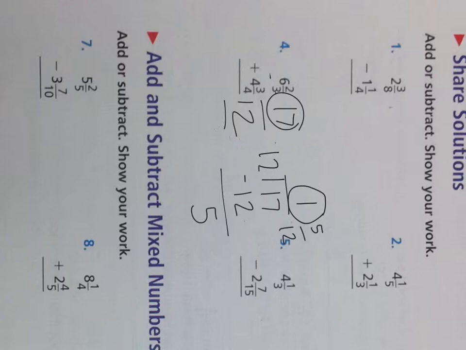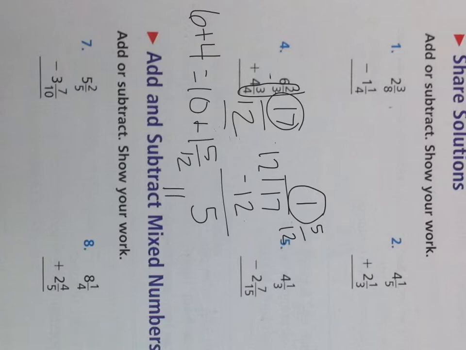So that was just adding my fractions. So I now need to add that to my whole numbers. So I have 6 plus 4 is 10. And I'm going to go ahead and add my 1 and 5 twelfths. So I would get 11 and 5 twelfths as my answer.